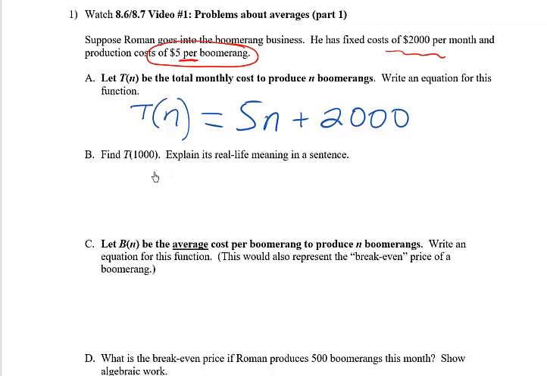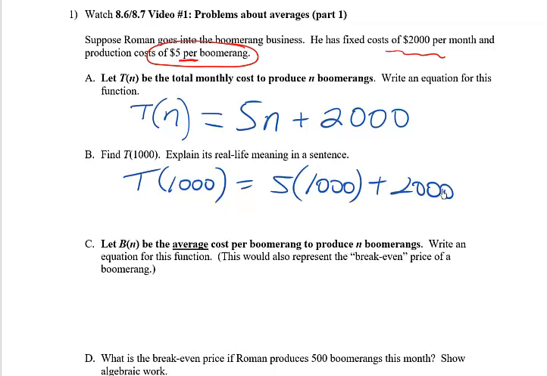Letter B says now let's try to use this, find T of 1,000. Well, that's pretty straightforward, right? Just replace the n with 1,000 on the right and on the left. And when you work that out, I believe you get 7,000 in the end. Explain its real-life meaning in a sentence. Well, what would that be?